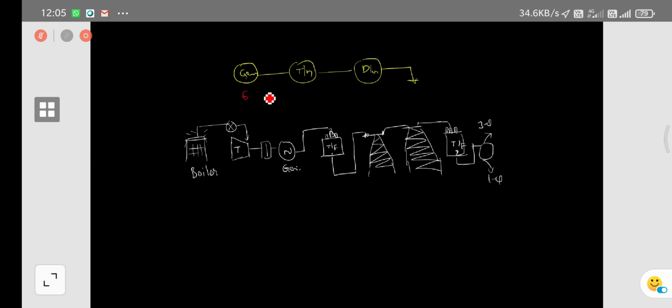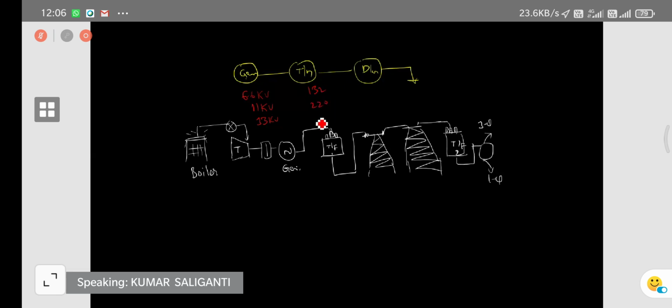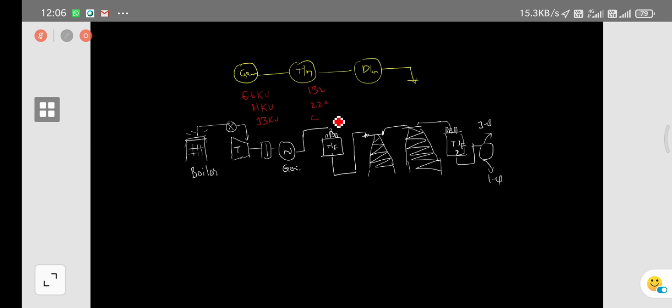So from that I can take here 6.6 kV, 11 kV and 33 kV. Here 132, 220, 400 kV. Then 11 kV, 6.6 kV, 415 volts, finally 230 volts here. So here 415 volts, here 230 volts.